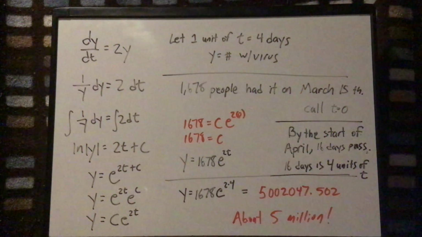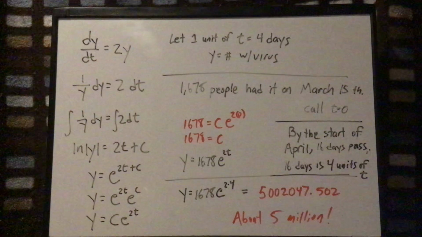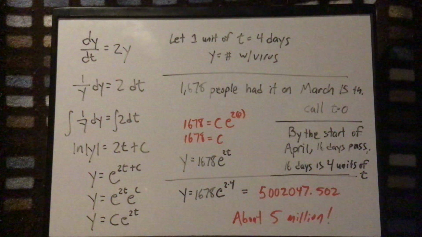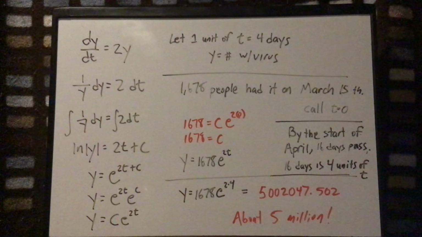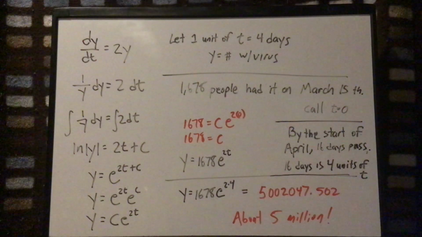So if we let everyone in the country get it, we could be talking about as many as 6 million, 9 million deaths. So this is why it's become so important to try to limit this thing.